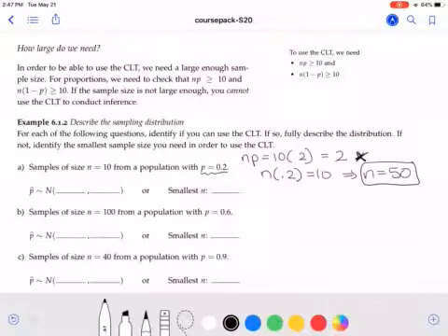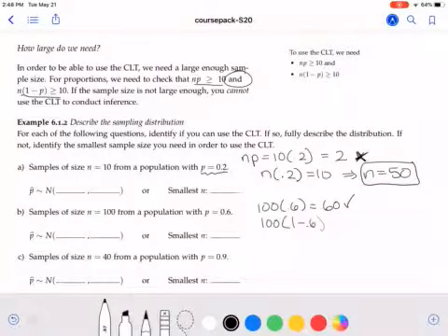In part B, we have a sample of size 100, and p is 0.6. If we check n times p, we will get a value of 60. That is okay. We have to check both of these. This is an and statement. So if we check 100 times 1 minus 0.6, or that would be 100 times 0.4, we'll get 40, and that also checks out. So we are good in this one.